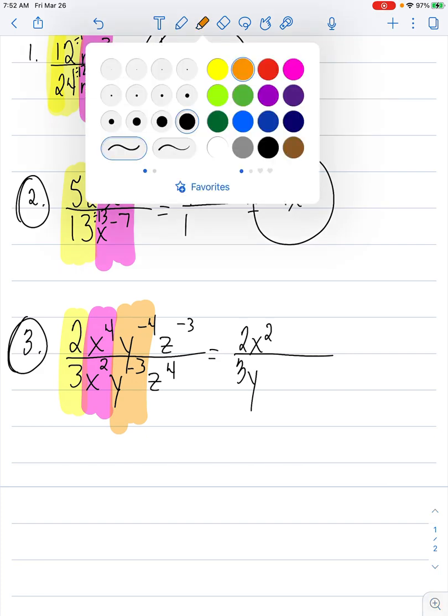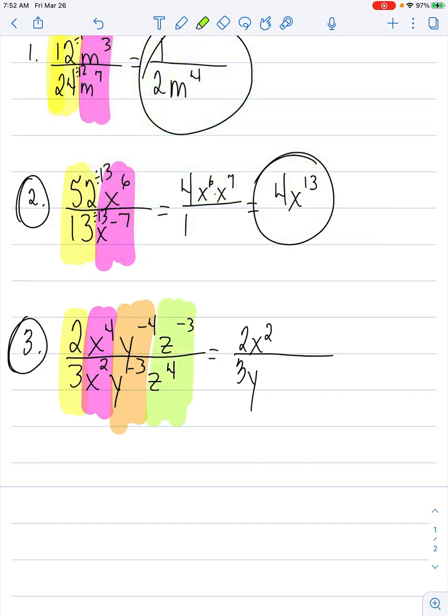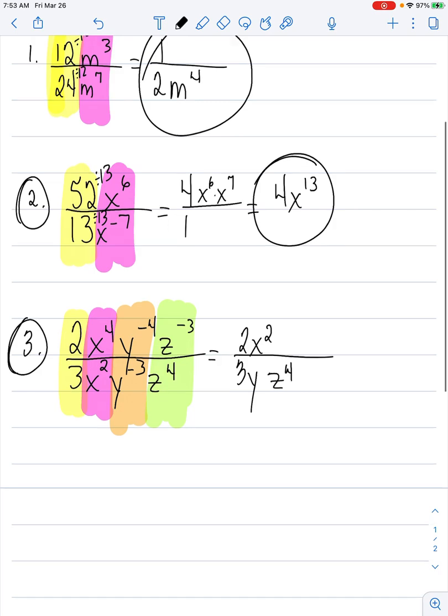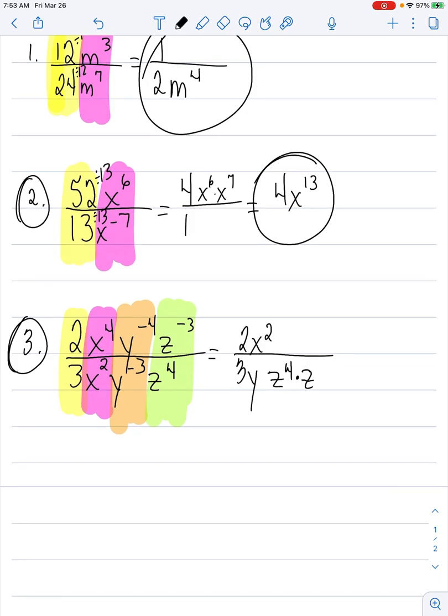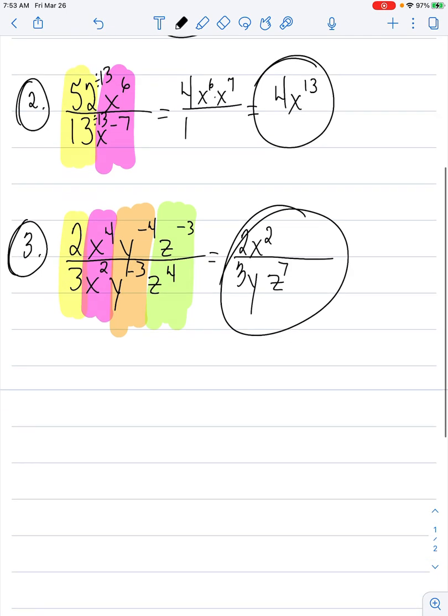Now let's focus on the z's. And the first thing I notice is I have a negative exponent on top, so I'm going to move that to the bottom. So now I have z to the 4th and z to the 3rd on the bottom. Well, that's just the product rule, so I'll combine those. 4 plus 3 is 7. So your final answer should be 2x squared over 3y z to the 7th.